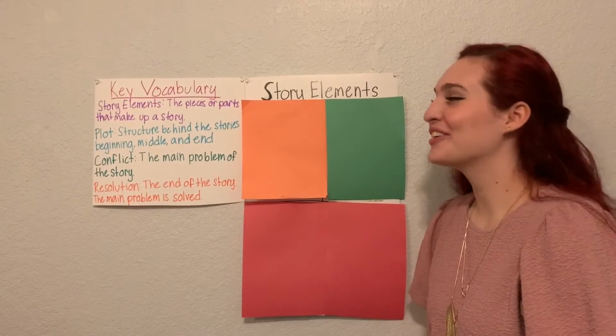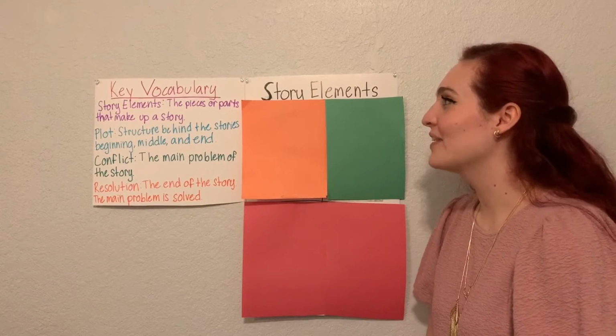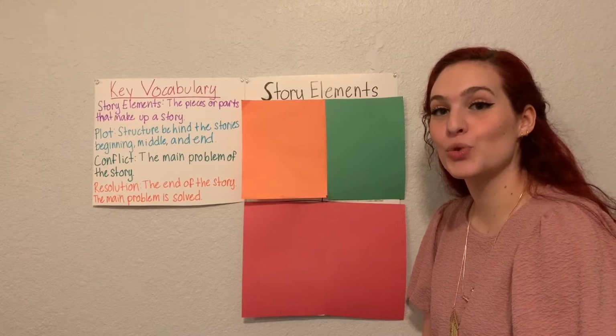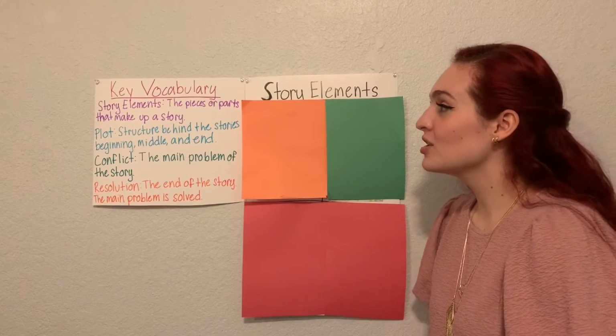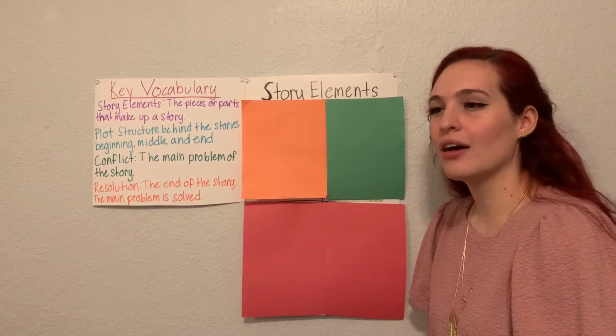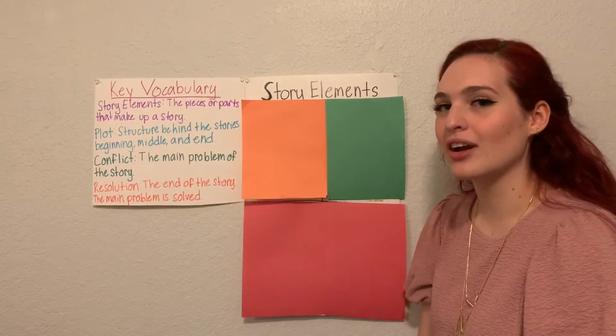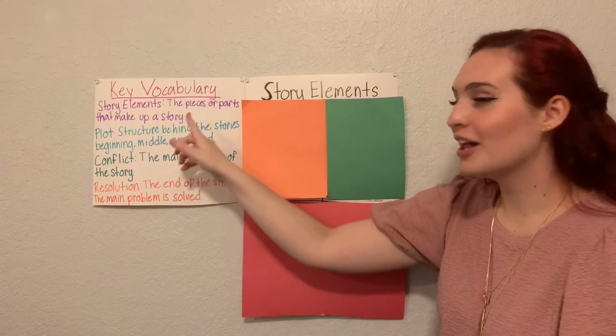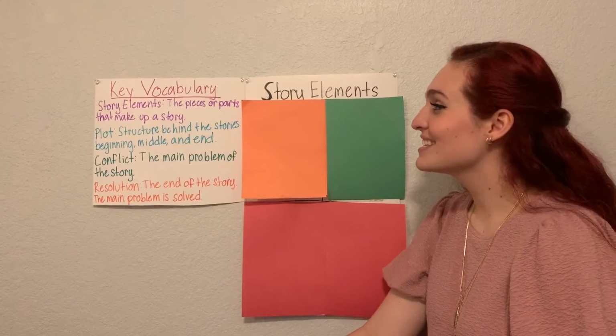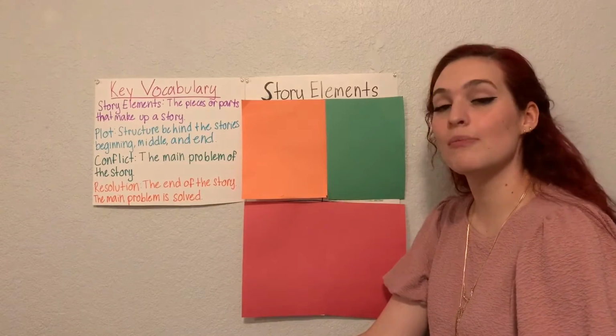Hello, boys and girls. Today we will be having a mini lesson on story elements. And to start us off and give us a little bit of information behind this, we're going to go over some key vocabulary. Our first word is story elements itself. This is the pieces or parts that make up a story.